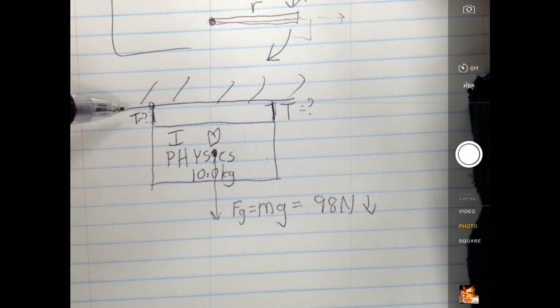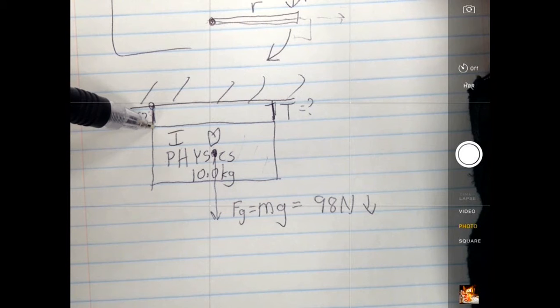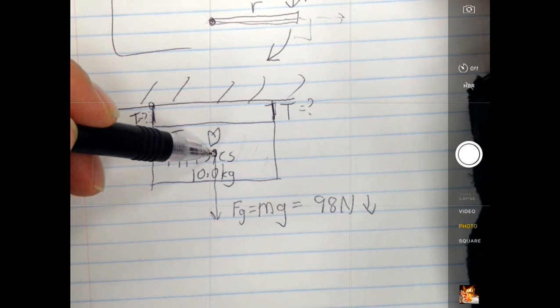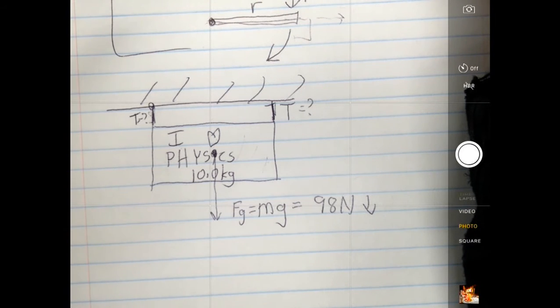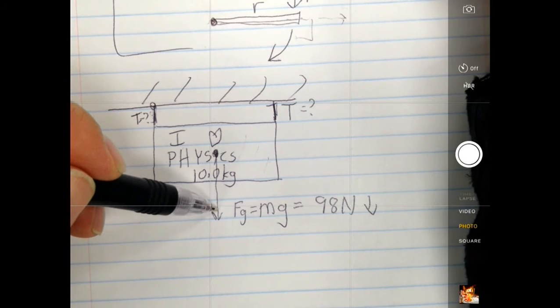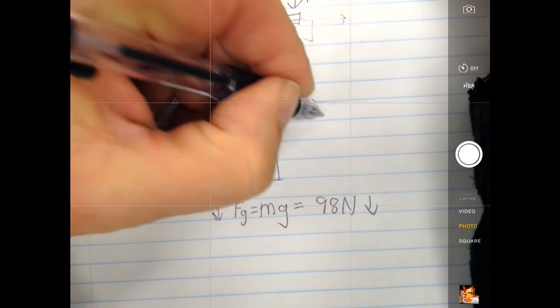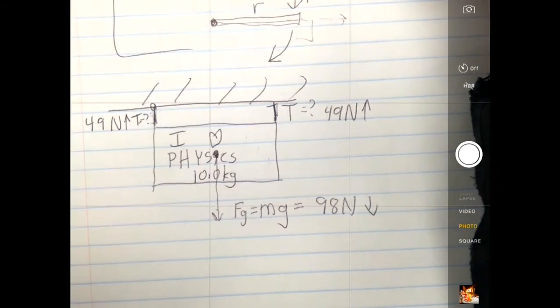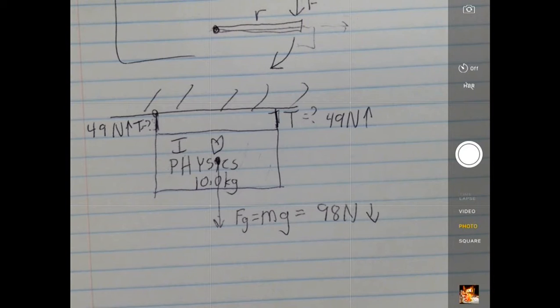Because the two strings are at the end points and the center of gravity of this thing is at the midpoint, you should have some common sense that says the two tensions are going to be equal in magnitude. And the two of them put together are going to equal the weight of the sign. So this is going to be a 49 Newton upward tension, and this one is also a 49 Newton upward tension. And ta-da, I have solved for the two tensions in this simple equilibrium example.